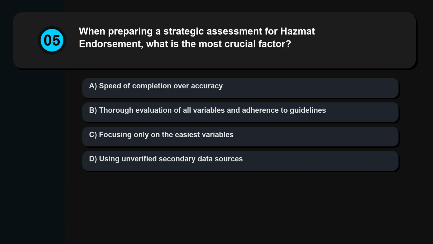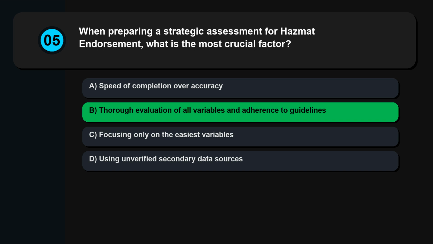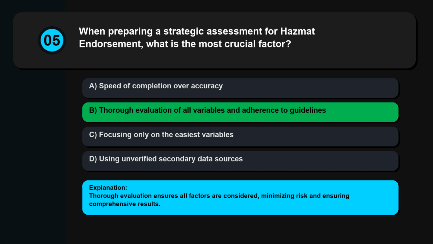Question 5. When preparing a strategic assessment for Hazmat endorsement, what is the most crucial factor? Speed of completion over accuracy, thorough evaluation of all variables and adherence to guidelines, focusing only on the easiest variables, using unverified secondary data sources. Thorough evaluation ensures all factors are considered, minimizing risk and ensuring comprehensive results.